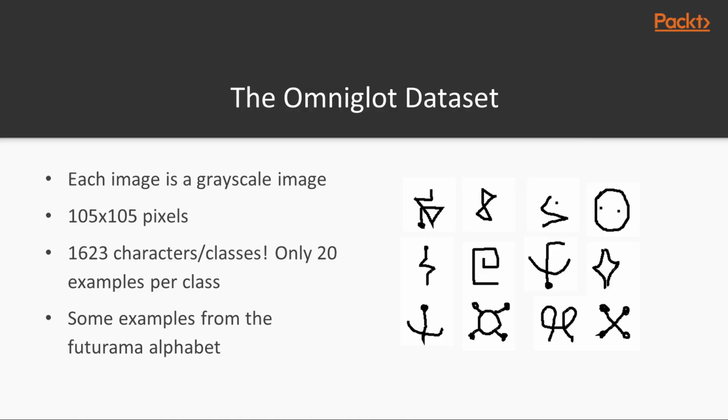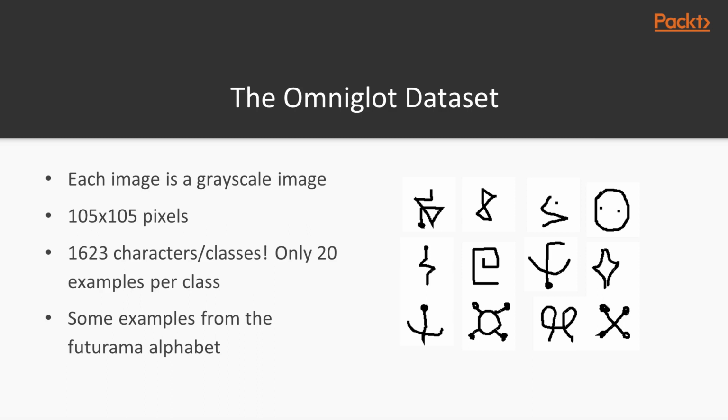Now, in previous videos, we took a look at the MNIST dataset, which is a dataset with a lot of characters, but there are only 10 classes, the numbers 0 to 9. Now, the Omniglot dataset is kind of reverse. You still have grayscale images. They are all 105 by 105, so a bit bigger than the MNIST.